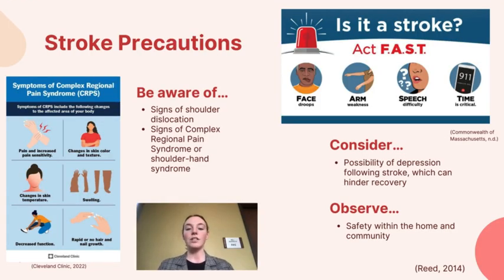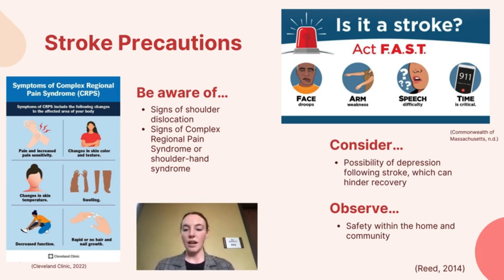For stroke precautions, we first just wanted to bring your attention to the FAST acronym to know if someone is experiencing a stroke. It stands for face drooping, arm weakness, speech difficulty, and time, because it's important to get that individual medical attention as soon as possible. You should also be aware of, when working with a client, signs of shoulder dislocation and signs of complex regional pain syndrome or shoulder hand syndrome. And CRPS refers to chronic pain an individual may have after a stroke.